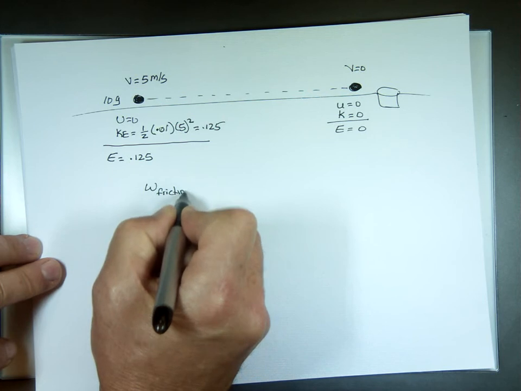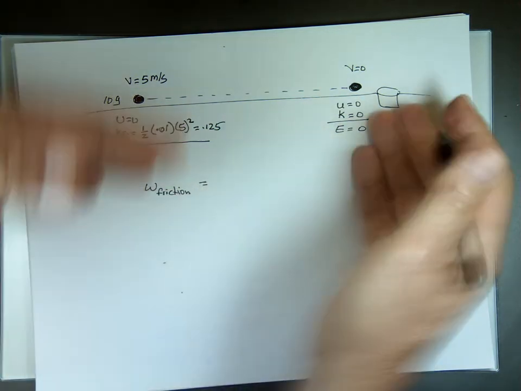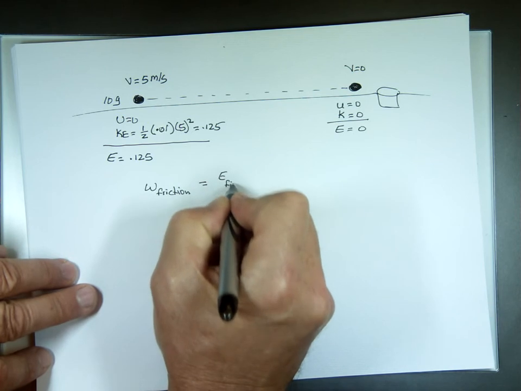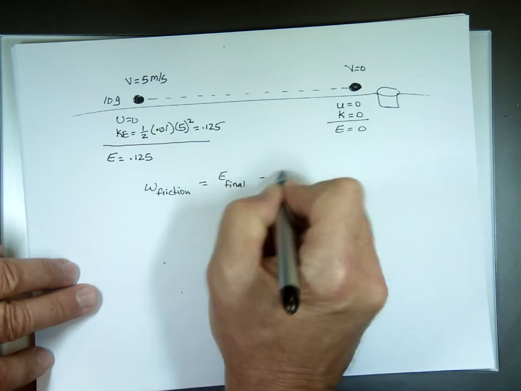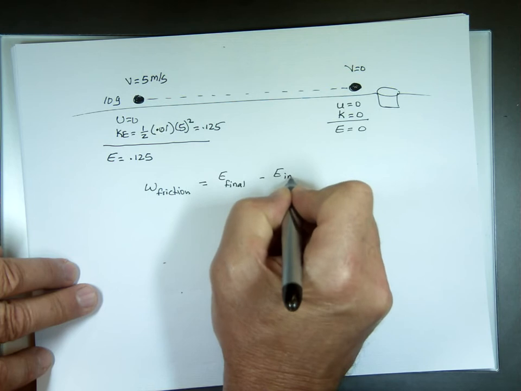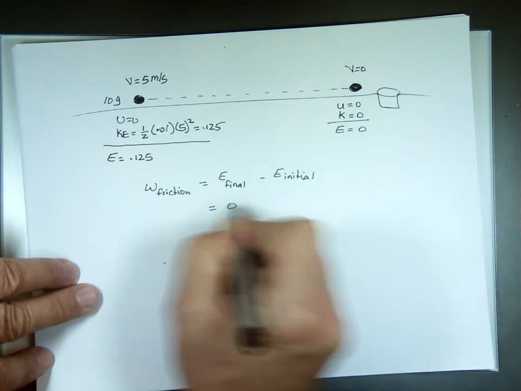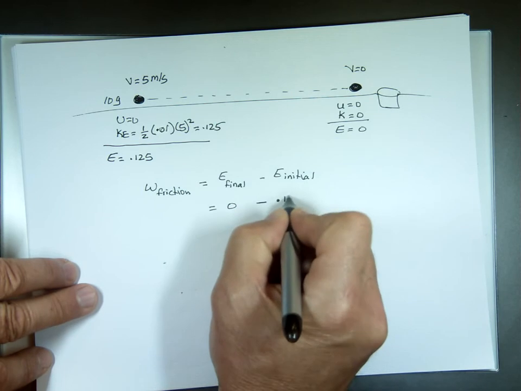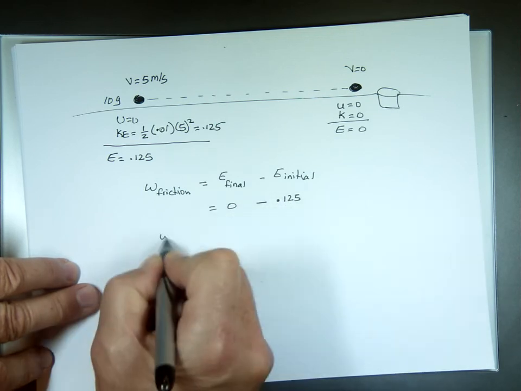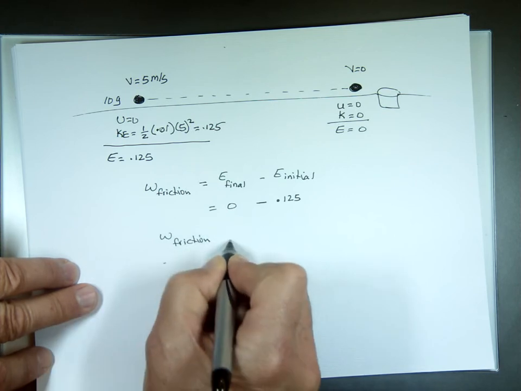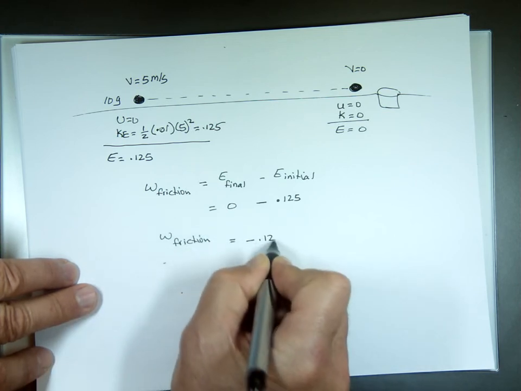is equal to the change in energy. It's the final minus the initial. And you'll notice it's negative. What's my final? 0. What's my initial? 0.125. So the work done by friction force is negative 0.125. Negative.